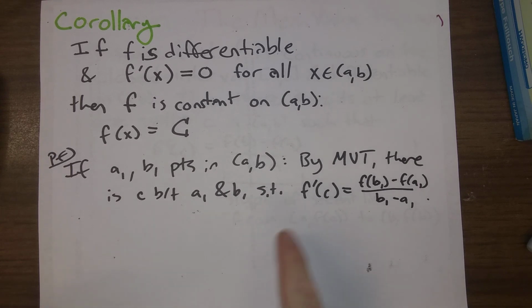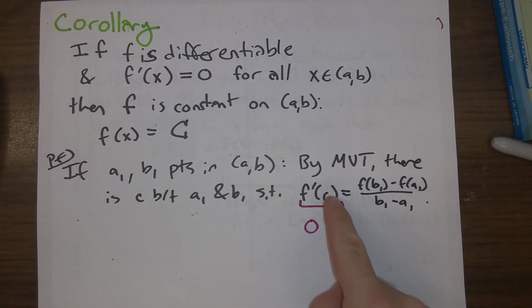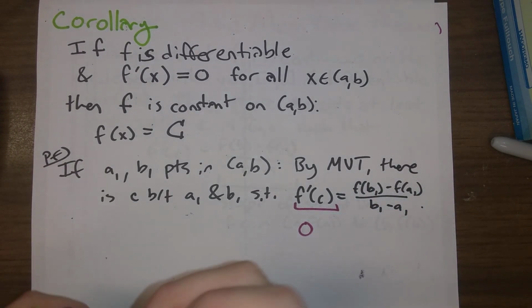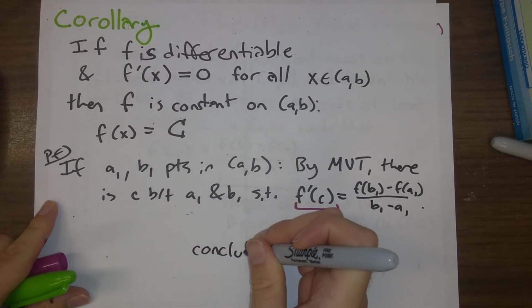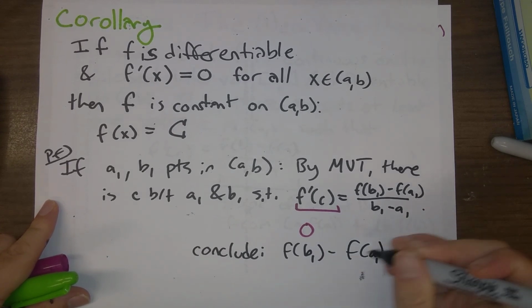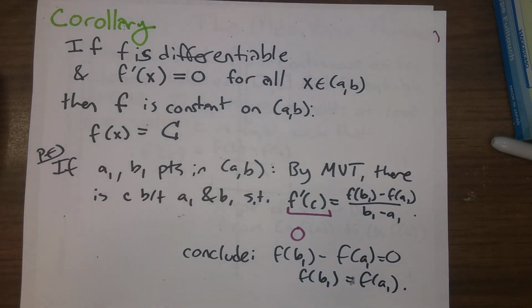But what is f prime of c? By the assumption this is equal to 0. And so if this is equal to 0, well, the numerator must be equal to 0. So what do we conclude? We conclude that f of b1 minus f of a1 is equal to 0, or f of b1 is equal to f of a1. Okay, so that is one quick little consequence of the mean value theorem. That's starting to point us in the direction of where we're going to go for the rest of the section.